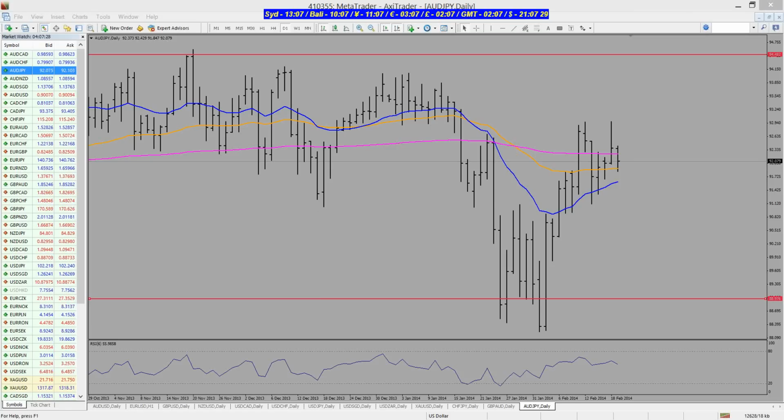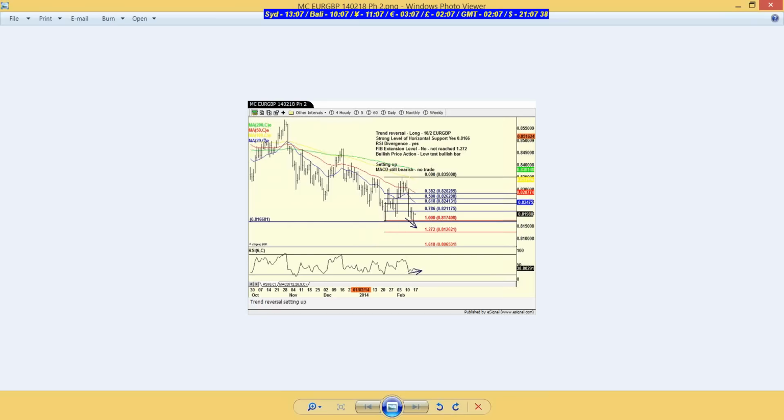Trade review. Looking at Euro Pound. It hasn't reached its extension yet. That's true. Trend reversal long. Yeah, it hadn't reached the extension yet. There was a bit of divergence there, yes. I know the market had a bit of a run on that.